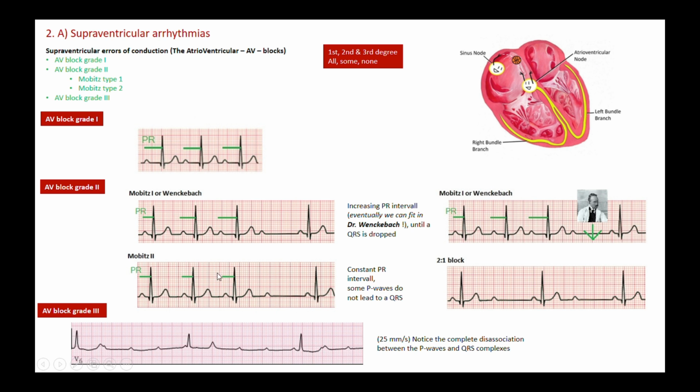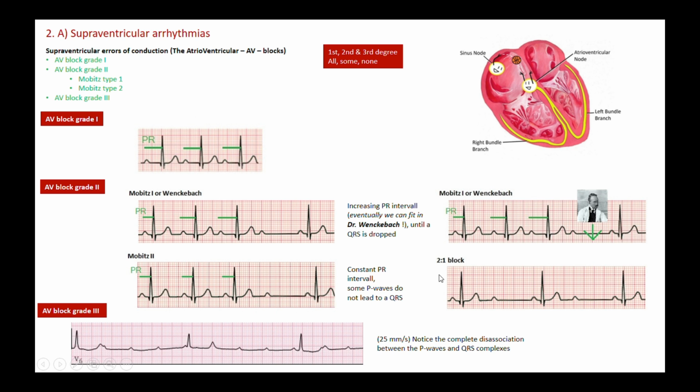Now, Mobitz type 2 is when the PR interval is also prolonged, and sometimes it doesn't lead to a QRS complex. But you see, the PR interval does not increase in size. It stays the same all the time until suddenly a drop occurs. And we can also describe Mobitz type 2 depending on how many P waves are needed for each QRS complex. Like here you have a 2-to-1 block, meaning 2 P waves per QRS complex. You can have a 3-to-1, 4-to-1, and so forth.